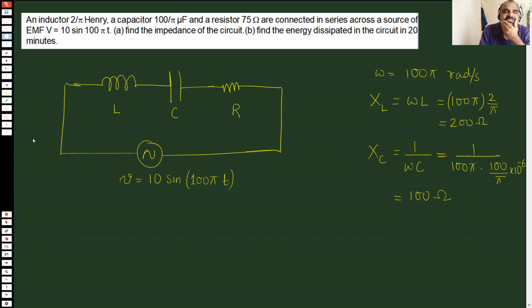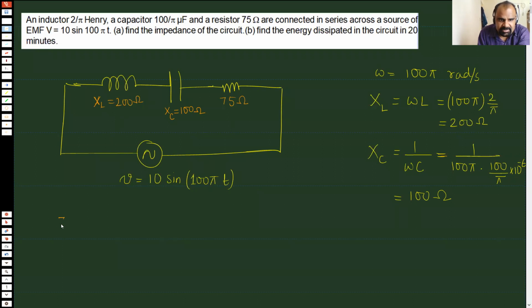Let me delete these things, because I want to write the values. The value of the resistance is 75 ohm. The value of capacitance we don't want; we want XC. XC we got as 100 ohm, and XL we got as 200 ohm.